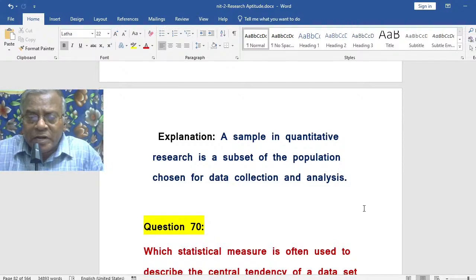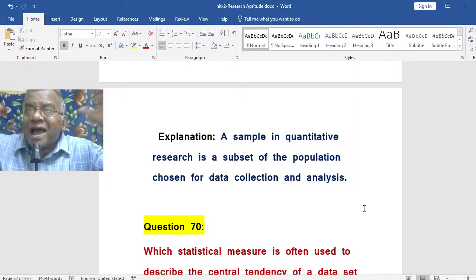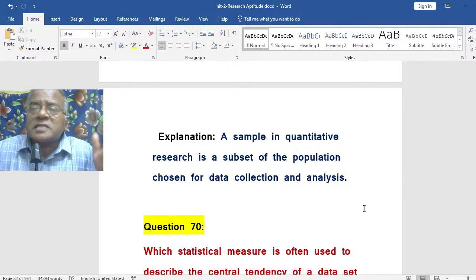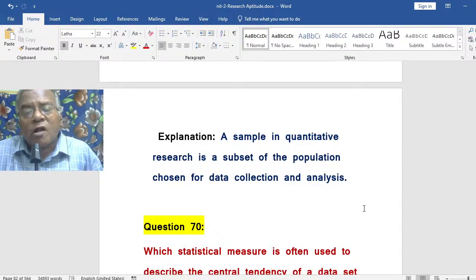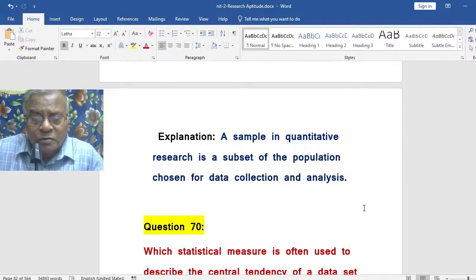That is called population. So a sample in quantitative research is a subset of the population chosen for data collection and analysis. So the 1,500 B.Ed students I am choosing are for data collection and analysis, whereas the results are generalized to the entire group of B.Ed students, that is called population. So, what is a sample? It is a subset of the population chosen for data collection and analysis. I hope you understood this.